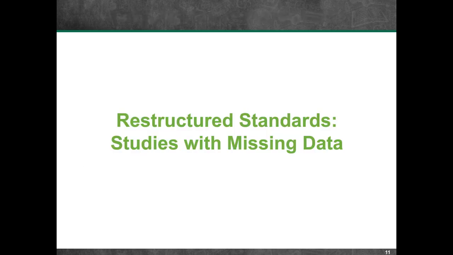Now I'll turn to the restructured standards for studies with missing data. Missing data is present in many studies. For example, a study may have incomplete data on a student who was absent during a test or left a study school. Data may be missing for baseline measures assessed before an intervention was introduced, or for the outcome measures used to measure the effectiveness of the intervention.